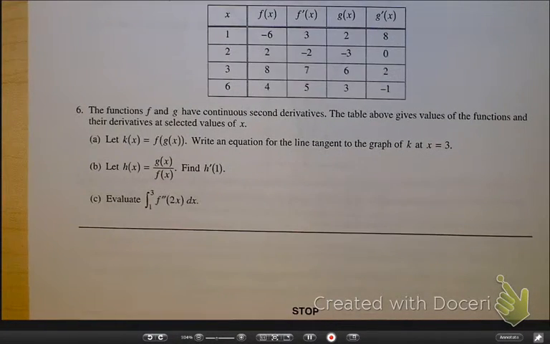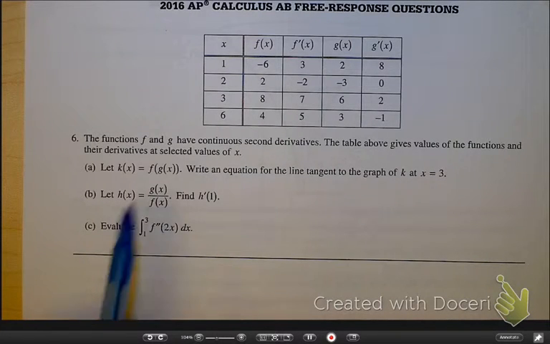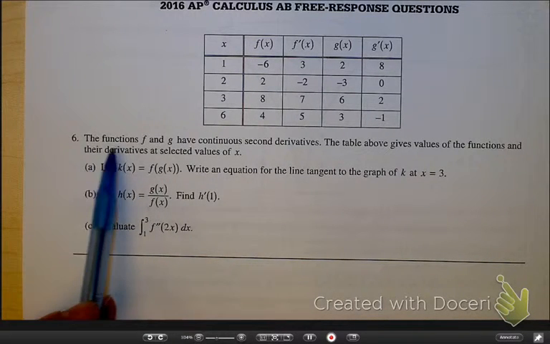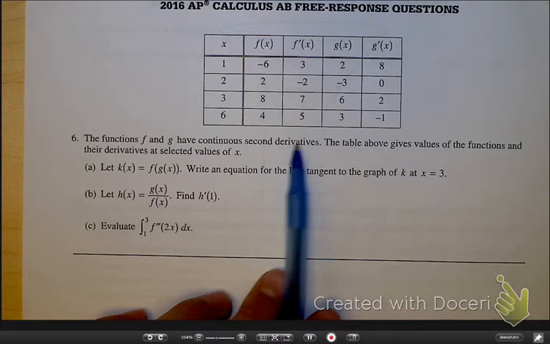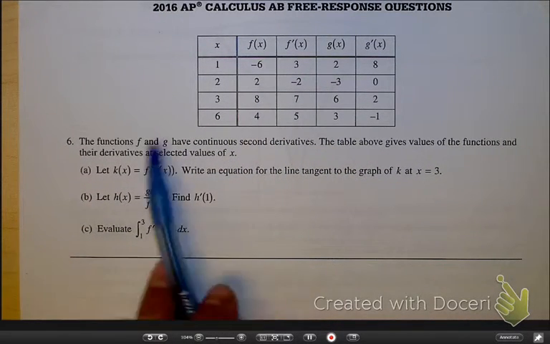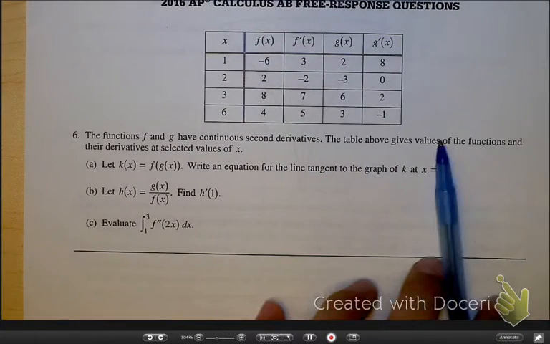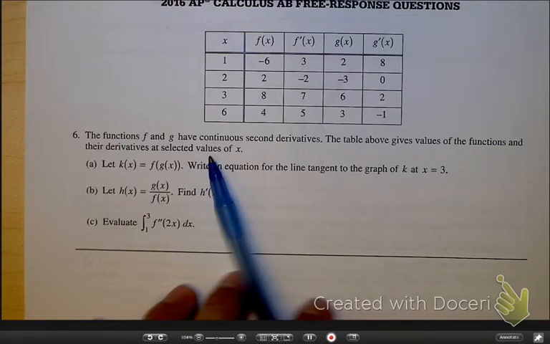This is 2016 number 6, a non-calculator question. We're given a table of values and we're asked a couple questions about it. It says, let the functions f and g have continuous second derivatives. That just means that you can take the first and second derivative. The table above gives values of the functions and their derivatives at selected values of x.